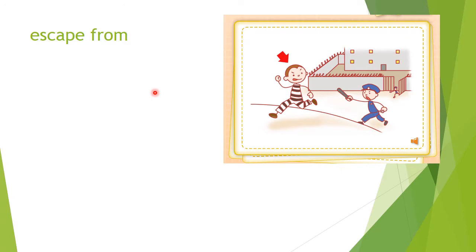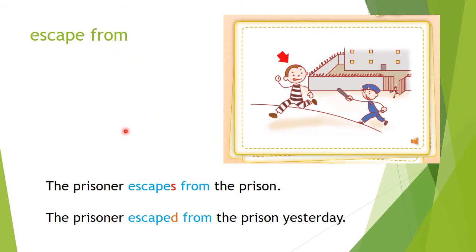Next, we're going to talk about the expression escape from. In the last video, we learned about the word escape. And please remember, we usually put the preposition from after escape. For example, the prisoner escapes from the prison. Don't forget the S if it is for a present tense. Or we can say the prisoner escaped from the prison yesterday in past tense. Because the word ends with the E, we just have to add a D here.